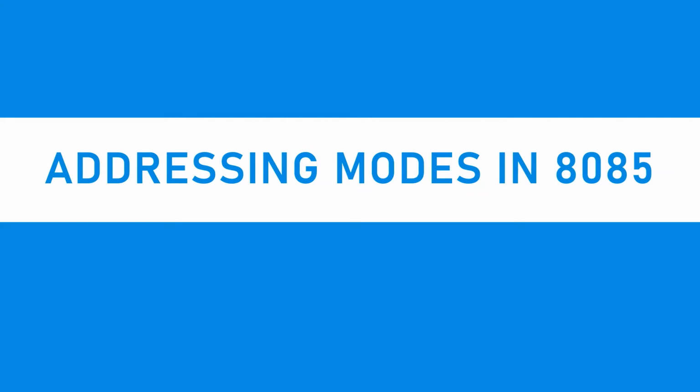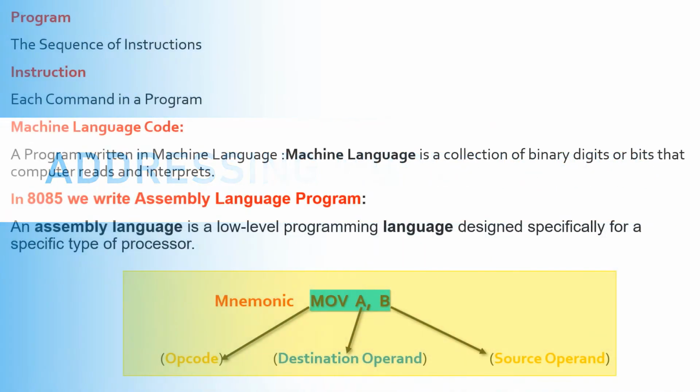The topic is addressing modes in 8085. In 8085, that is hardware. In case of a microprocessor, instructions are in assembly level languages. These are not understandable by the microprocessor, as the microprocessor only understands binary language, that is in terms of 0 and 1. So, these instructions are converted into binary language, also called machine level language.